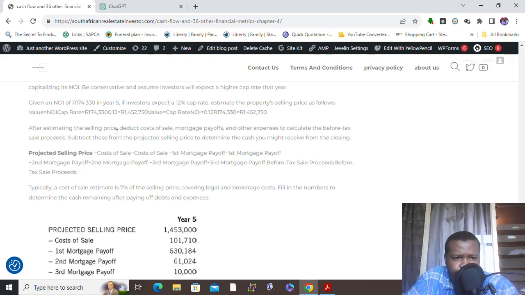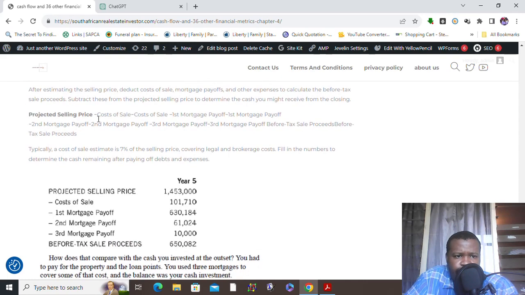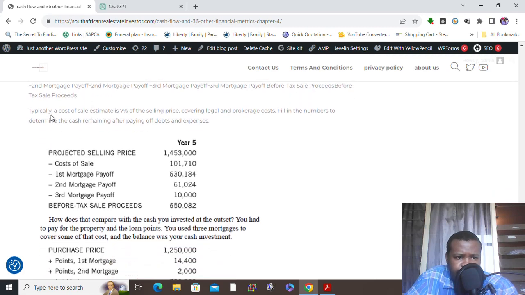After estimating the selling price, deduct cost of sale, mortgage payoffs, and other expenses to calculate before-tax sale proceeds. Subtract these from the projected selling price to determine the cash you might receive from closing. Projected selling price less cost of sale, less first mortgage payoffs, second mortgage payoffs, third mortgage payoffs is equal to the before-tax sale proceeds. Typically, estimate the cost of sale as 7% of the selling price, covering legal and brokerage costs.